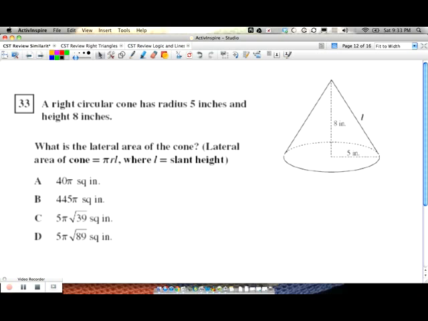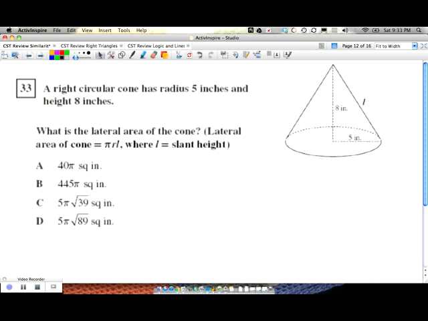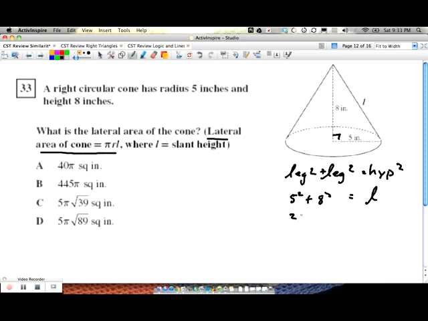A right circular cone has a radius of 5 inches and a height of 8 inches. What is the lateral area of the cone? And they actually give us the formula here. Lateral area of the cone is pi r L, where L is the slant height. Well, if I'm trying to find the slant height here, that's actually a Pythagorean theorem relationship. I know that leg squared plus leg squared equals the hypotenuse squared. The hypotenuse in this case is L, kind of ironic since the other two things we usually call legs. And this is 5 squared plus 8 squared.